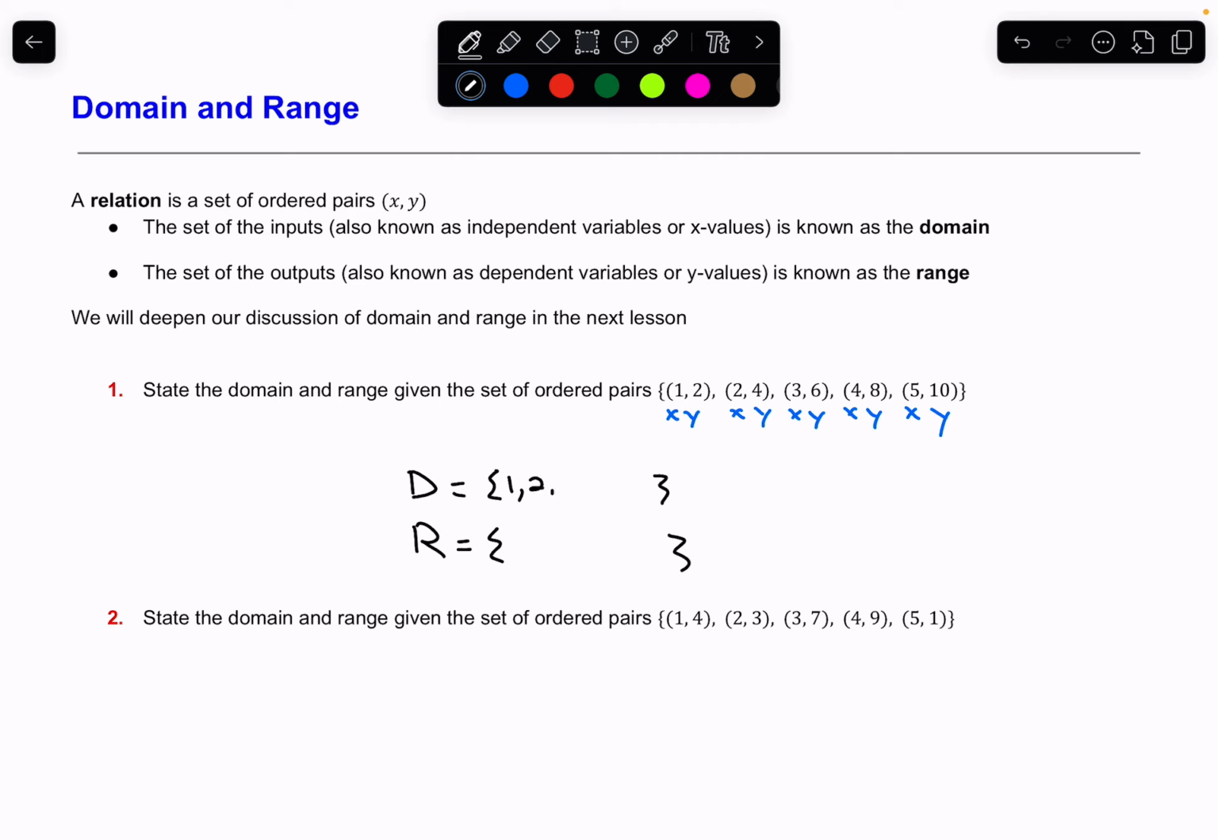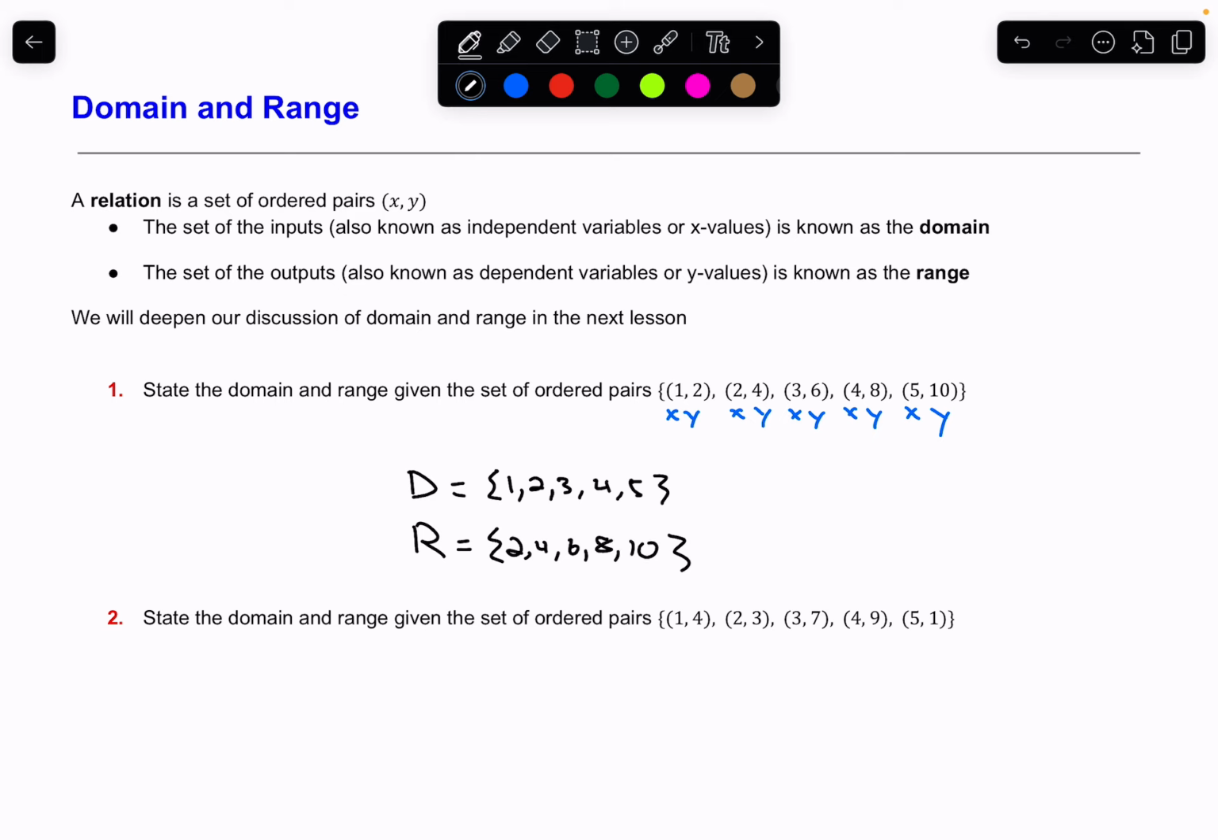I put commas in between each one because they are all elements of a set, so they need a comma to separate them. And the range is all the y values, which go 2, 4, 6, 8, 10. So all I do is copy those down. And that's all there is to it.